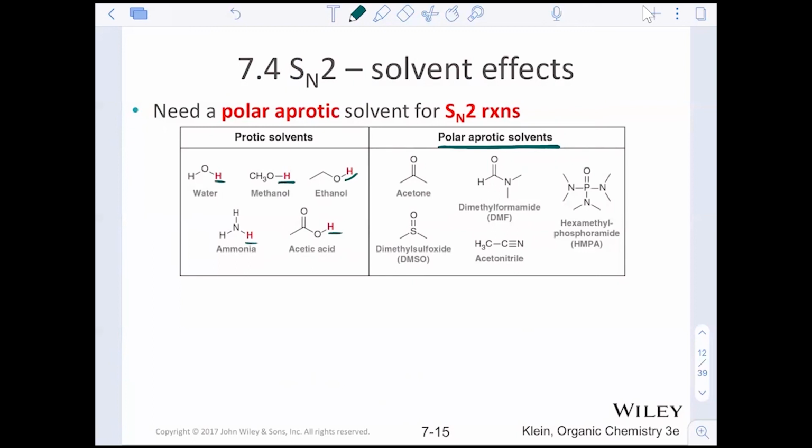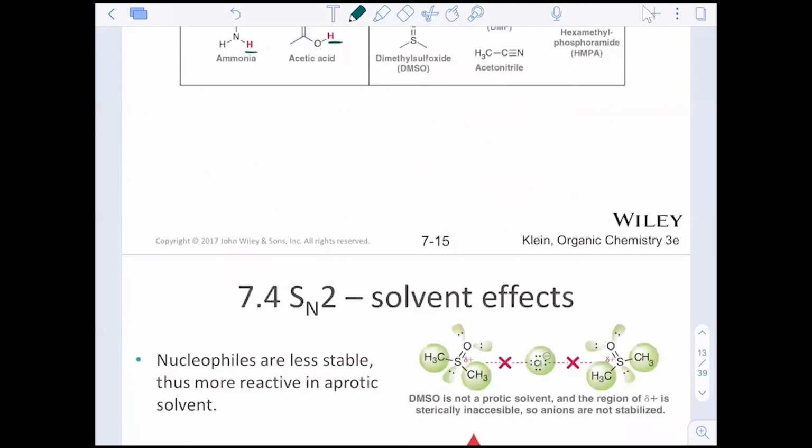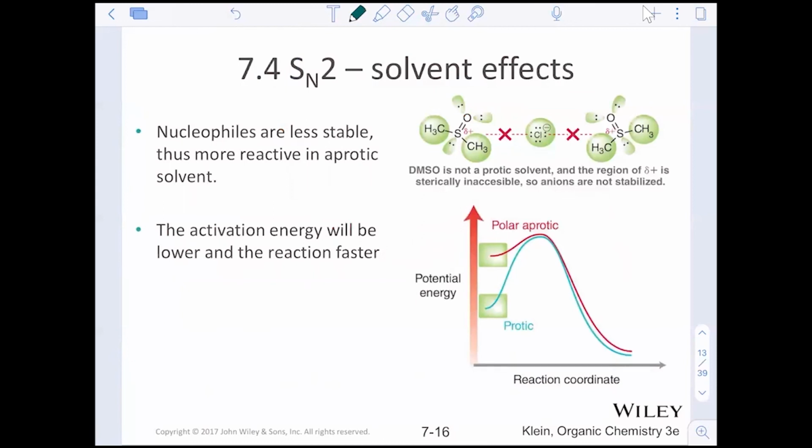We don't want our solvent to stabilize the nucleophile because we want the nucleophile to be reactive. So what an aprotic solvent does is actually destabilize the nucleophile, makes it more reactive. And that is great because if we can destabilize our reactants, we lower the activation energy of our reaction, make it faster. And so in an SN2 reaction, we would always want to pair our electrophile and nucleophile with a polar aprotic solvent, one that is polar but does not have a hydrogen that is polar.